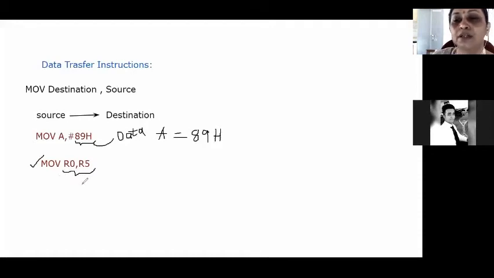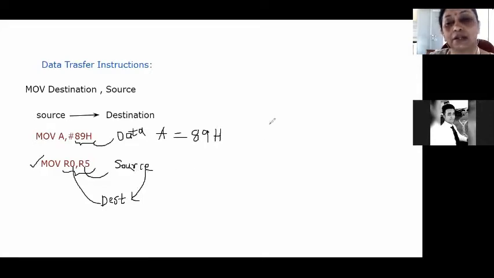And how will this instruction work? What is R5? R5 is a source. And what is R0? It is the destination. So data will be transferred from source to destination after execution of this instruction.